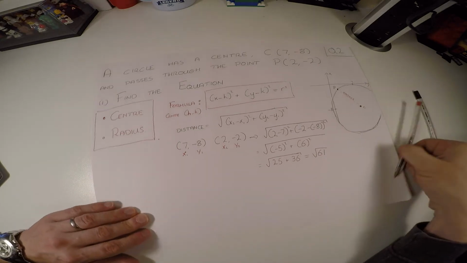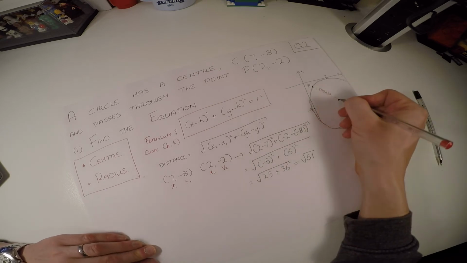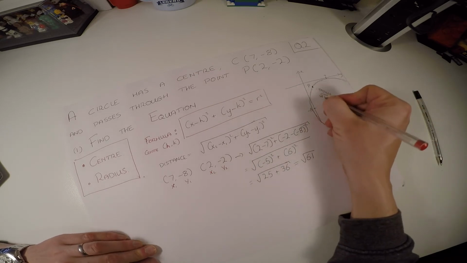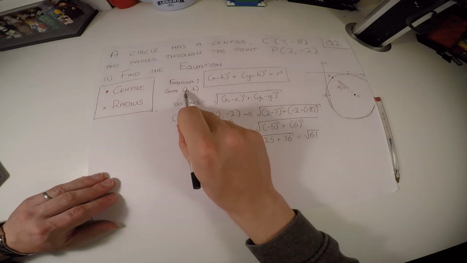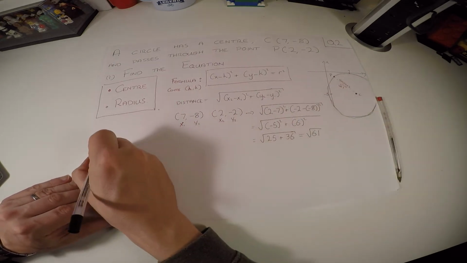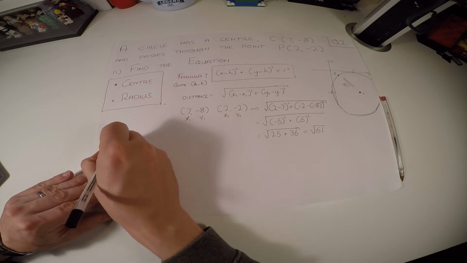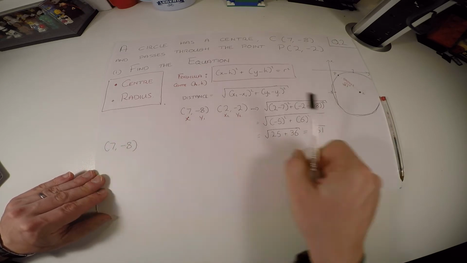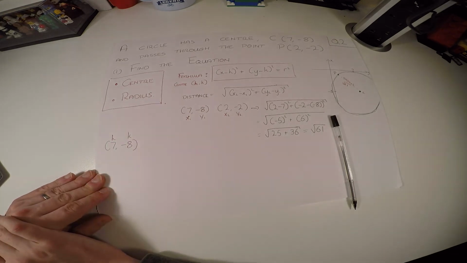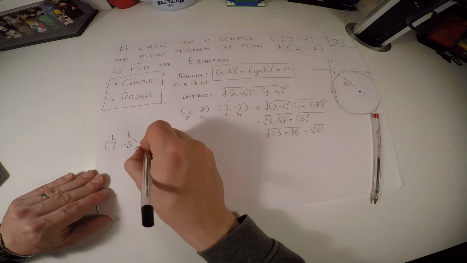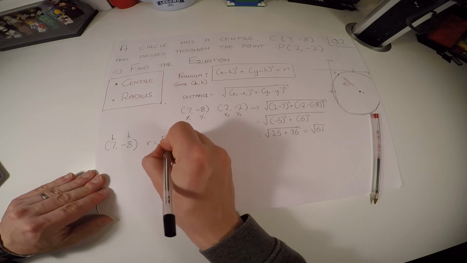So we know the distance between C and P is root 61. So we need to fill in the formula now. All we're looking for is our centre, which we know to be C. So our centre is (7, -8), and for this formula, this is our h and our k. And now we know our radius, which is root 61.